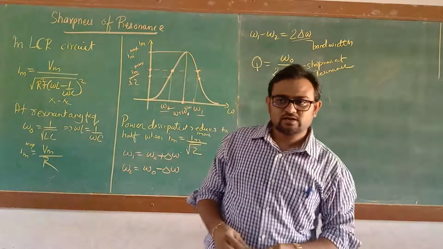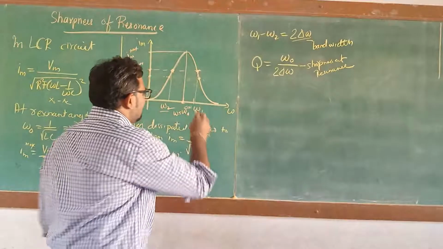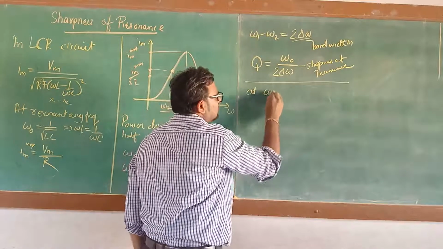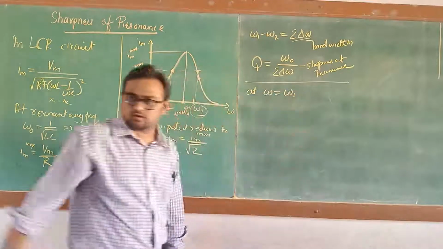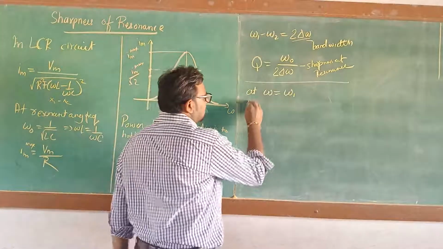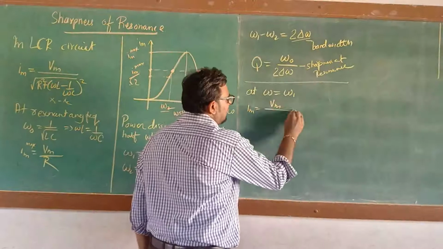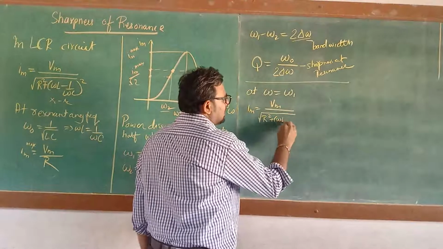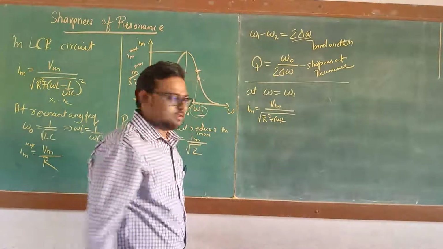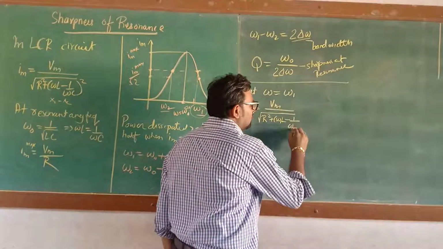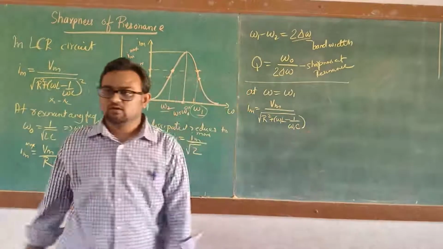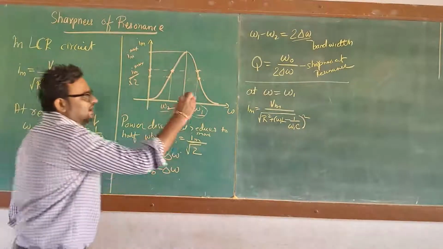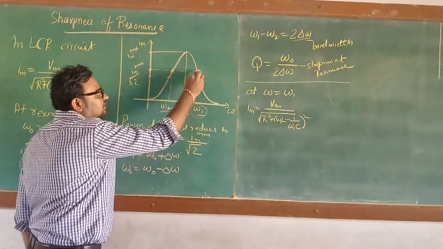Now, let's take the angular frequency as omega 1. Okay? So now, at omega equal to omega 1, what is the formula for maximum current? That is Vm upon under root of R square plus (omega 1 L minus 1 by omega 1 C) whole square. Clear?